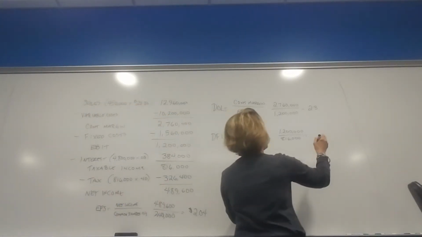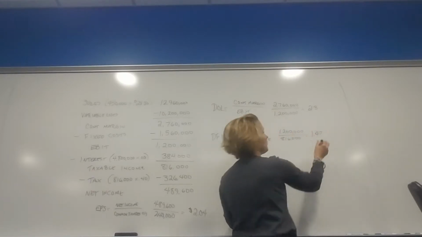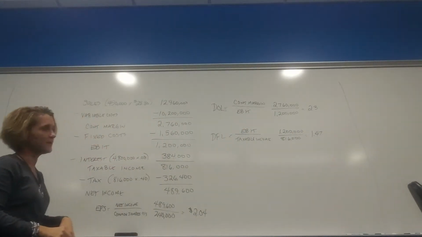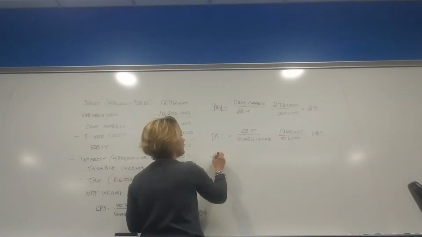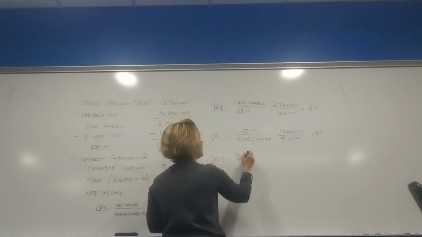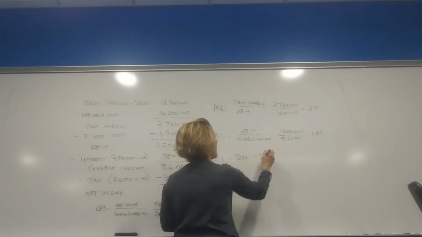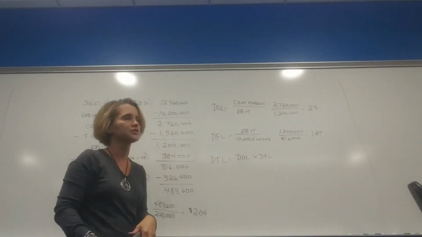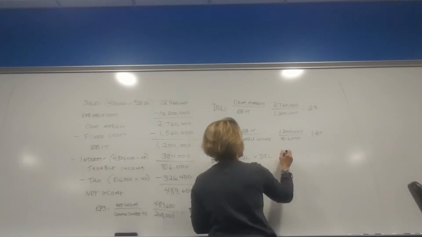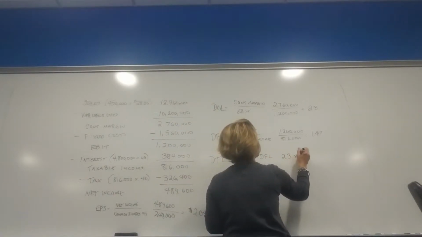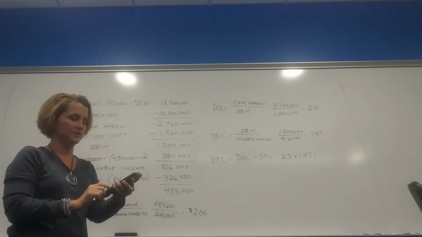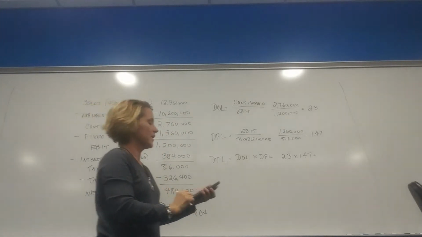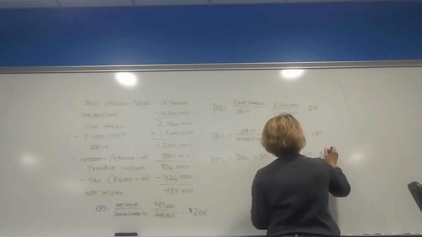And that gives me 1.47. Again, I'm rounding, but that's my degree of financial leverage. Then it's going to say, what's your degree of total leverage? So that's my degree of operating leverage times my degree of financial leverage. My degree of operating leverage is 2.3. My degree of financial leverage is 1.47. So when I multiply those, I get 3.38.